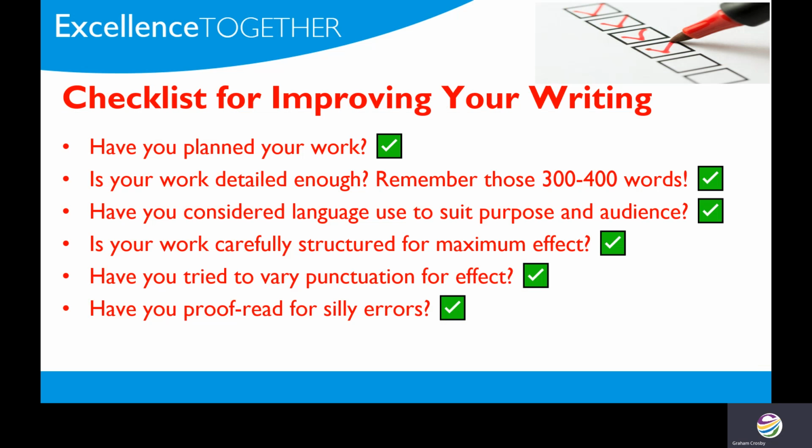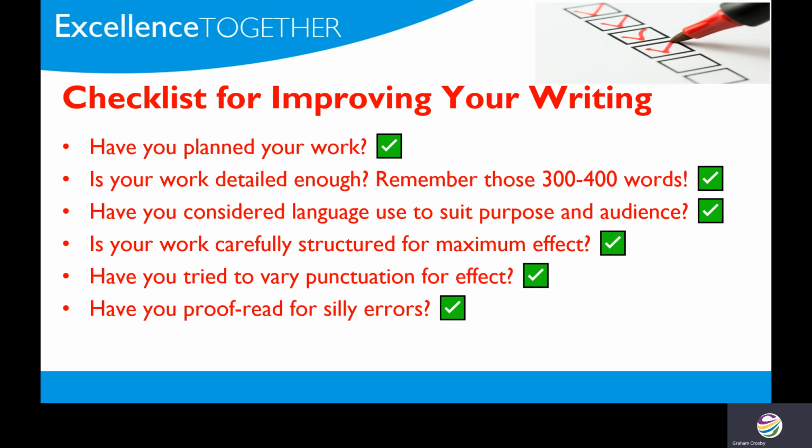So, your checklist for improving writing then. First of all, have you planned your work? Secondly, is your work detailed enough? Remember about those 300 to 400 words that you're aiming for. Have you considered language that's used to suit purpose and audience? So if it's a persuasive task, have you used persuasive language features? Is your work carefully structured for maximum effect? So, where have you placed your most controversial or your best idea that you've got?